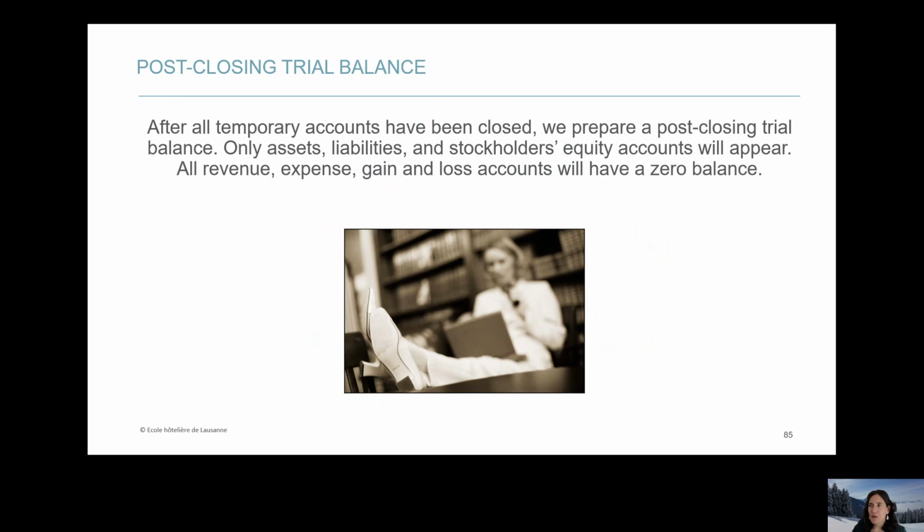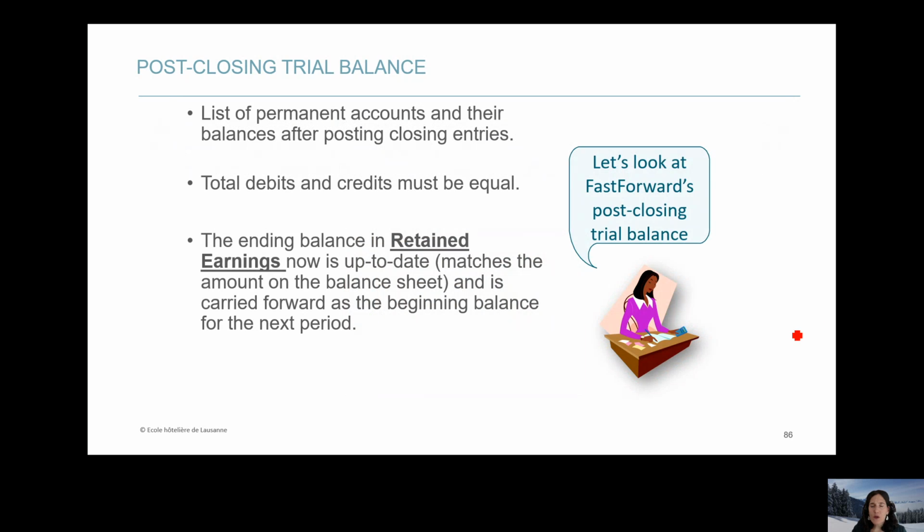You don't have any more temporary accounts. So all the temporary accounts have been closed. So the post-closing trial balance will only have the permanent accounts. So you will only have the balance sheet accounts, which have not been emptied. You will have the assets, the liabilities, the stockholders' equity accounts, and you will have as well the retained earnings account, which is now up to date, which you have now corrected as you have included into the retained earnings account the net income or the net loss.